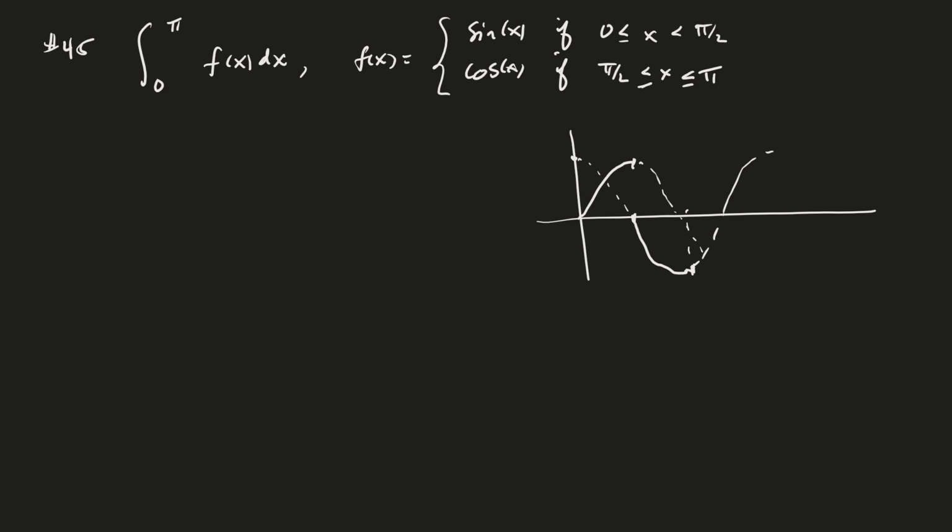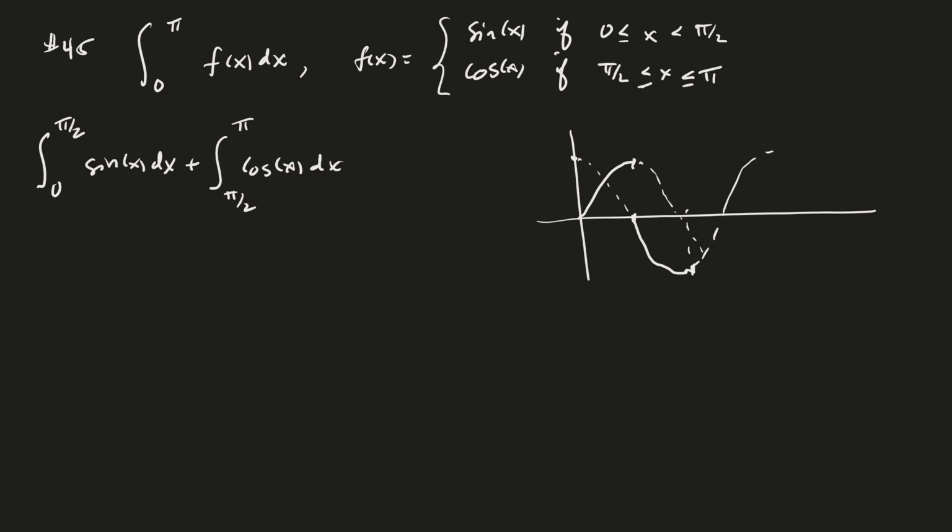Notice that the function is not continuous, so we might have a problem, but actually we don't, because what we can do if we want to evaluate this is to go from 0 to pi over 2 with the sine of x, and then add in the integral from pi over 2 to pi of the cosine of x. And now on each of these individual pieces, our function is continuous. And so then we could go through and compute it.